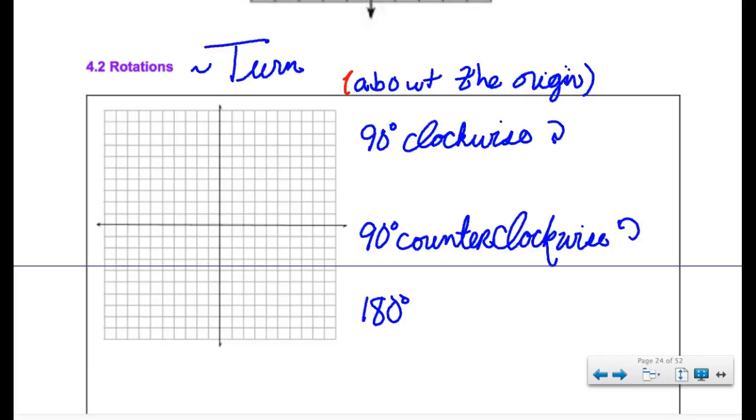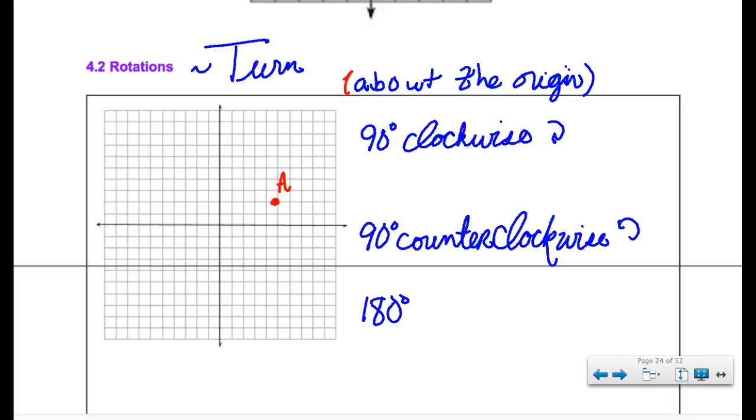and our point that we're rotating about will be the origin. So the first thing I'm going to do is, instead of giving you a whole figure, I'm just going to give you a point. I want you to go plot the point (5, 2). 1, 2, 3, 4, 5. 1, 2. Put a big dot there. We're just going to see what happens. Let's label it point A.